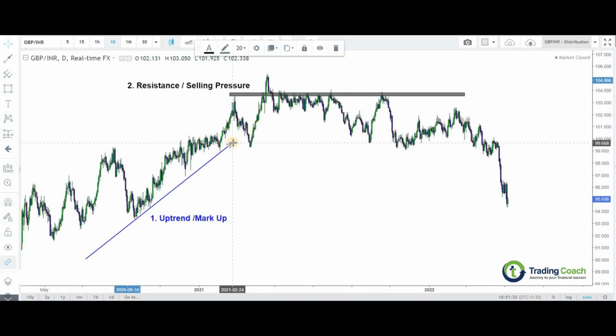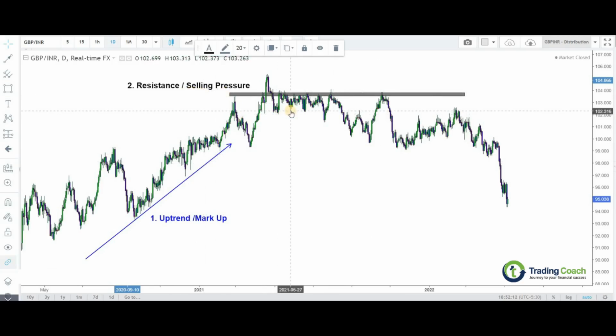Right after this markup phase, we can see nice selling pressure in the currency prices. The market has formed a kind of upper limit, a nice resistance level over here. Every time the prices went and tested this specific resistance level, quickly there is a sell-off in the currency prices, which indicates nice selling pressure in the currency.